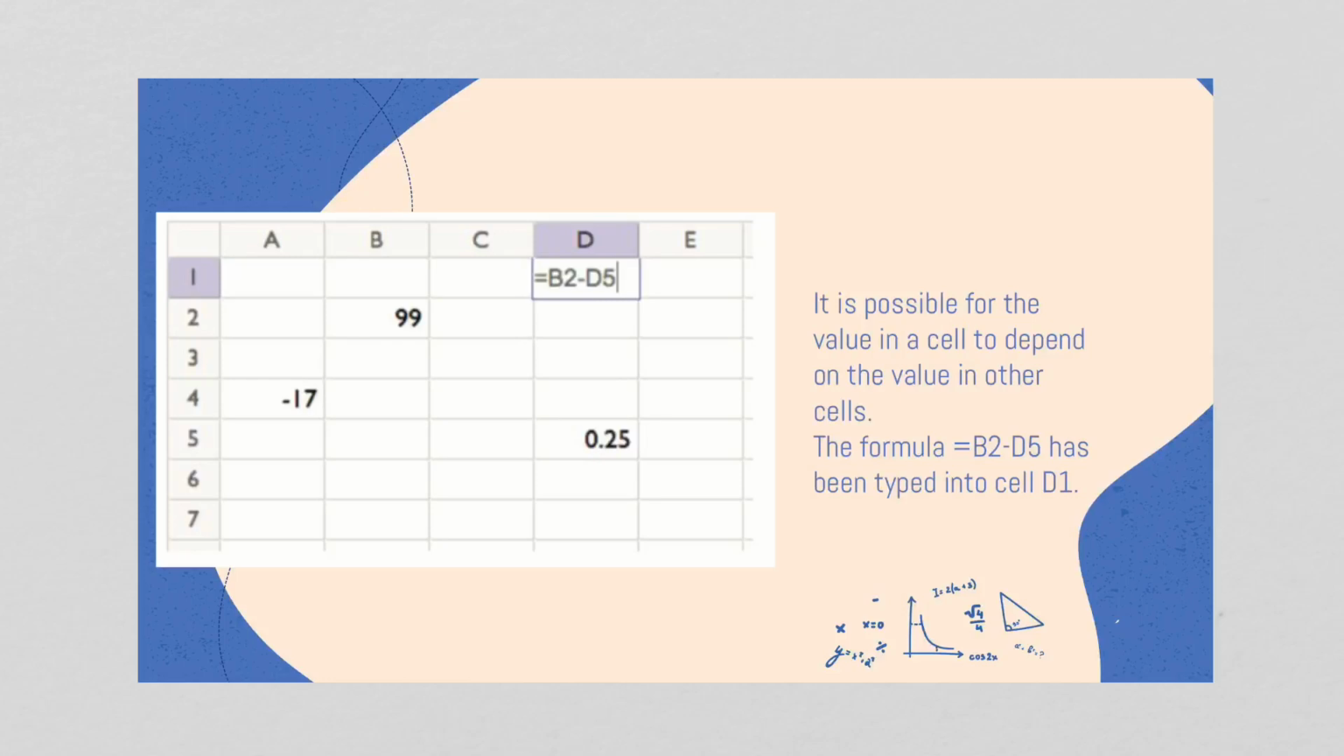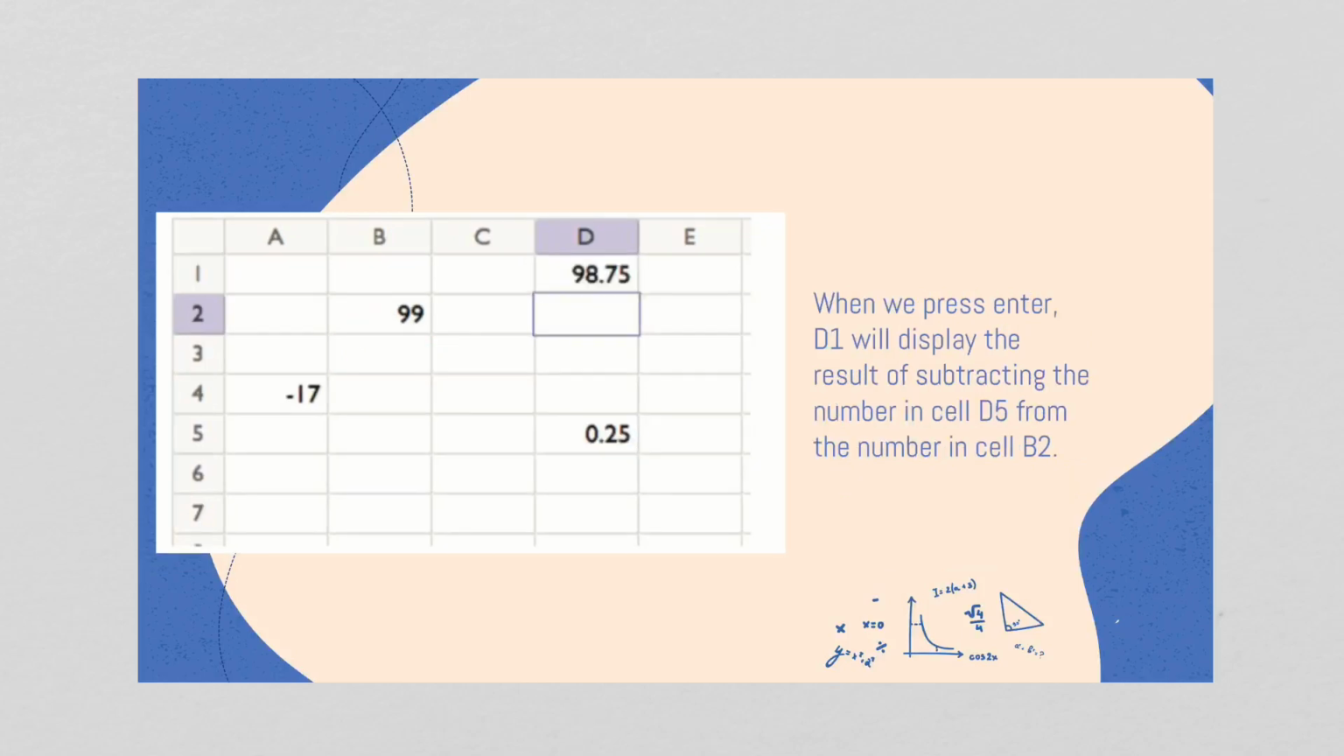So it is going to be possible for the value in a cell to depend on the value in other cells. So in D1, where we were just at, they've typed in equals B2 minus D5. So we're going to be looking at B2. We're going to subtract D5. Okay? Then we're going to hit enter. And then you're going to see the results.